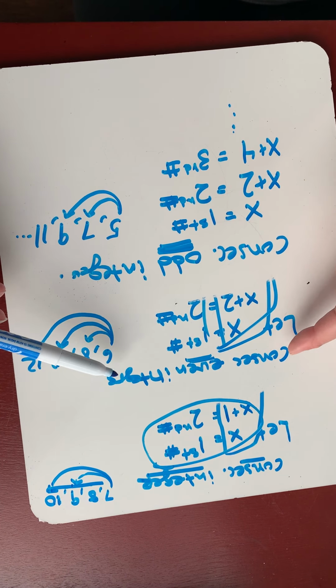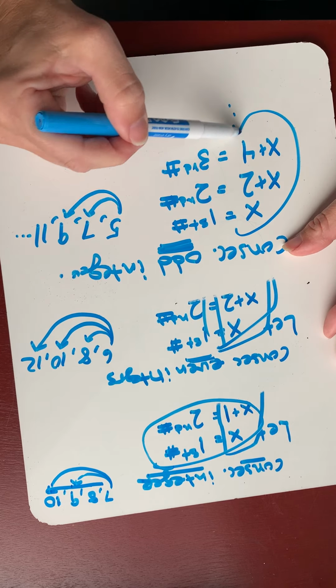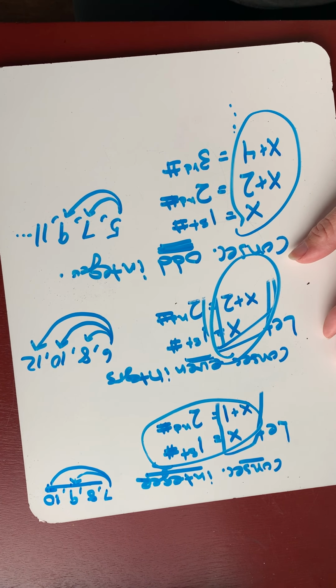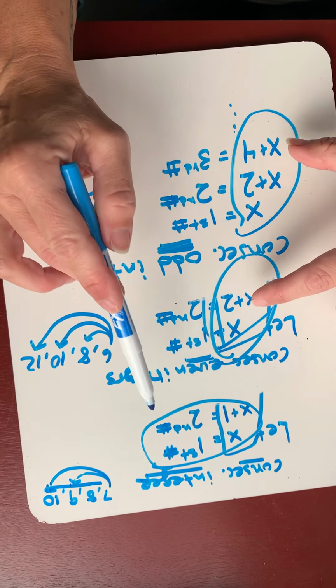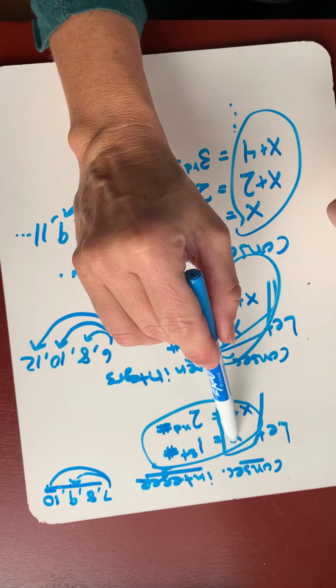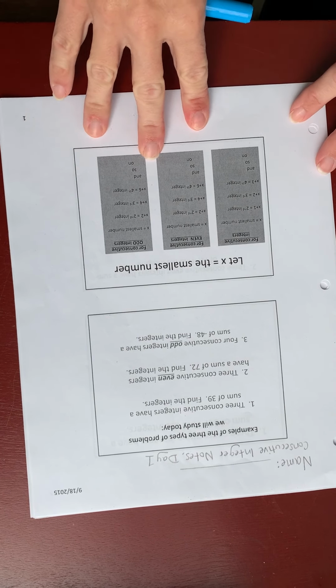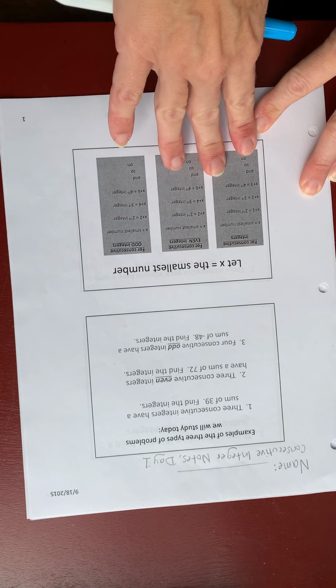So consecutive odd and consecutive even require the same exact setup. Consecutive integers without being even or odd don't use x plus 2, x plus 4. They go to x, x plus 1, x plus 2. So that's what you're going to see here in the notes. You could always refer back to this.